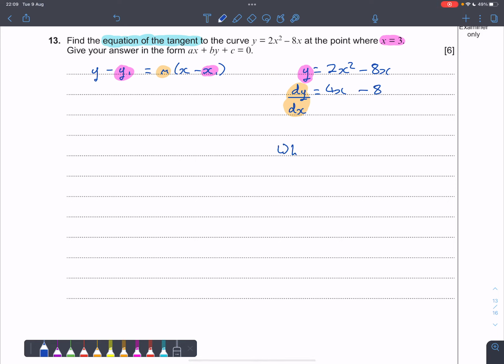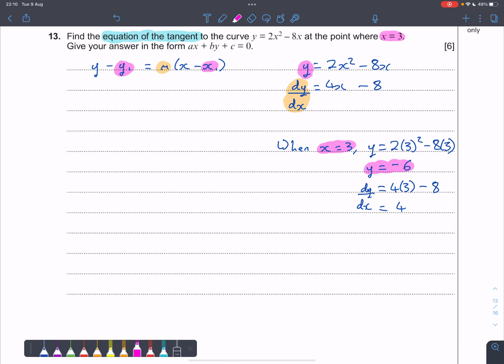So let's see. When x equals 3, y is going to be 2 lots of 3 squared minus 8 threes. So that's 2 lots of 9, 18, take away 24, so negative 6. Double check that just in case I've made a silly mistake in my calculations. And my dy by dx, which is 4x minus 8, is going to be 4 threes, which is 12, take away 8. So x is 3, y is negative 6, and the gradient is 4.